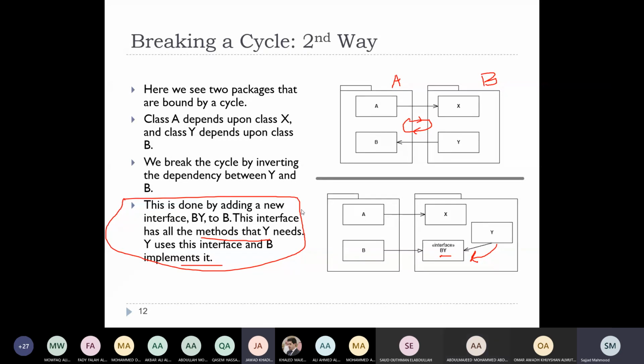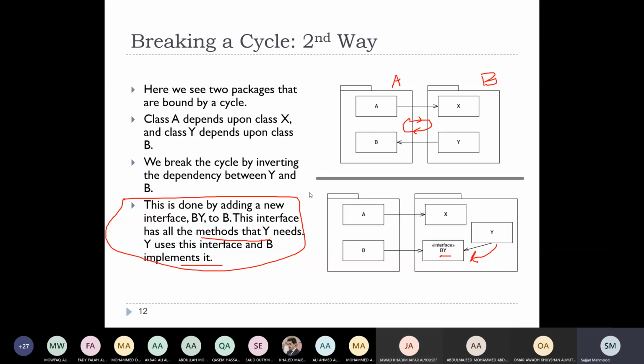Yes, Jawad, go ahead, please. Can we put the interface in package A instead of package B? It depends. Yeah, why not? This is just an example. Absolutely.